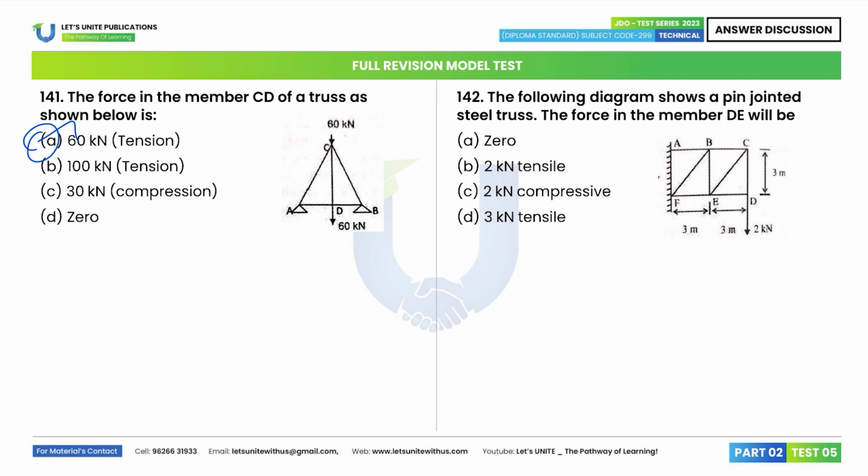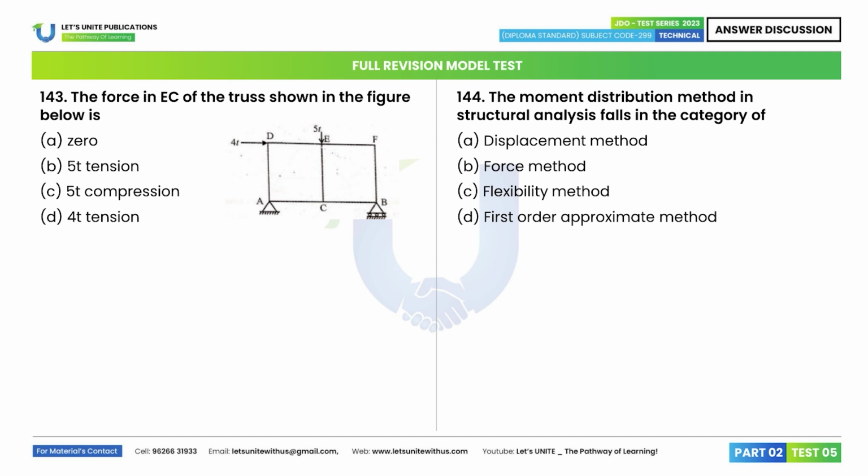Next 142. The following diagram shows a pin jointed steel truss. The force in the member DE will be 0. Option A. Next 143. The force in EC of the truss shown in the figure below is 0. Option A. Next 144. The moment distribution method in structural analysis falls in the category of displacement method.